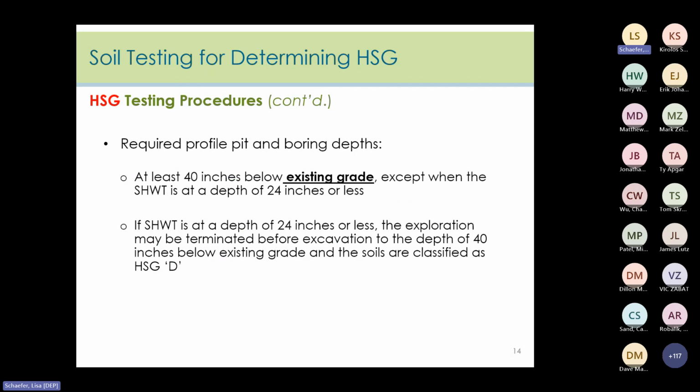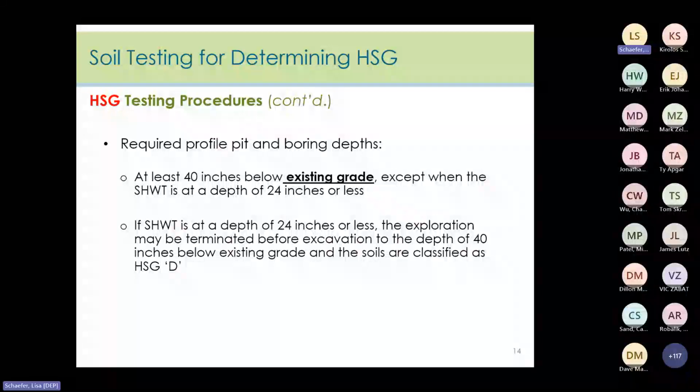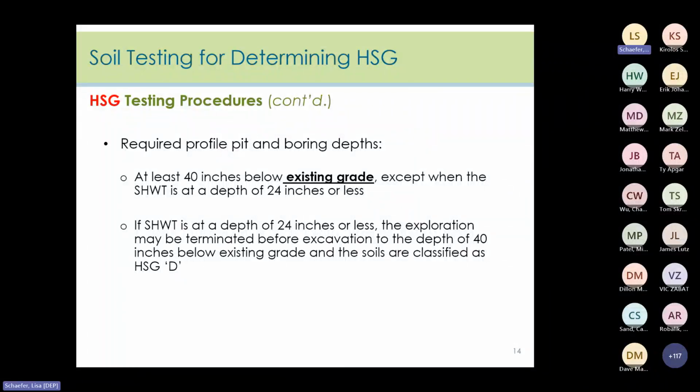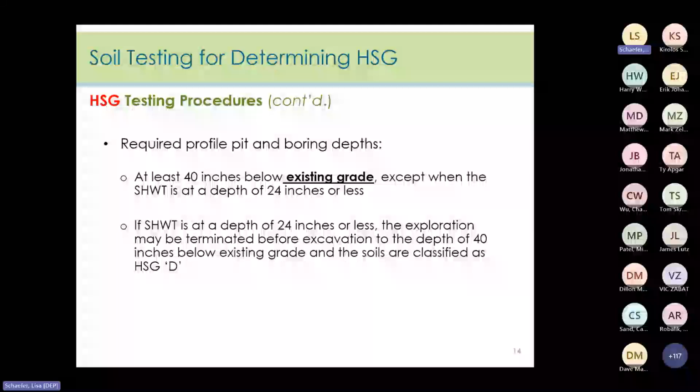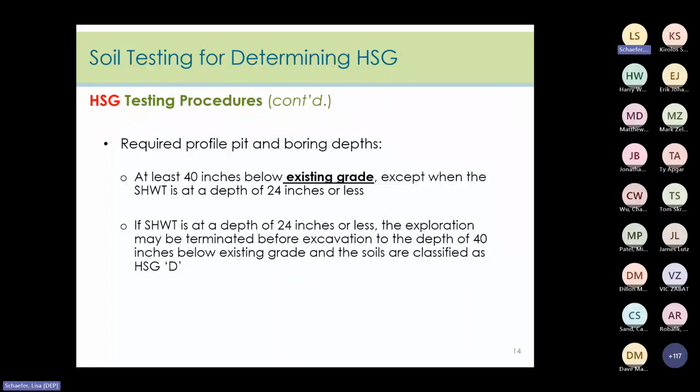Now there's also a depth requirement in the determination of hydrologic soil group. In the earlier version of this chapter, back when it was published as Appendix E, a depth of 6 feet was required. But now Chapter 12 requires at least 40 inches. The presence and depths of soil classification must be included in the soil logs. This slide brings us to the end of the soil testing requirements for determining hydrologic soil group.